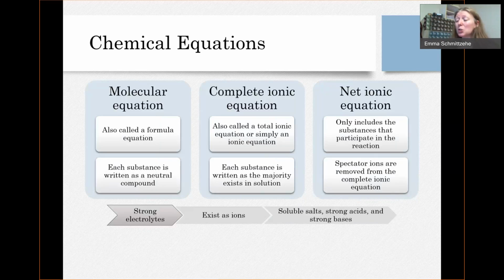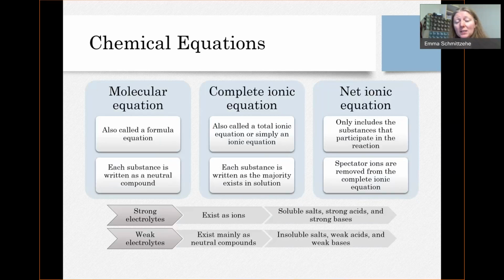Everything else you would leave as is, because everything else is either a weak electrolyte or a non-electrolyte. The weak electrolytes exist mainly as compounds. A weak electrolyte, when you put that substance into water, does produce some ions, so it does split up some, but the majority remains together. So we represent what the majority is, and leave it as the neutral compound. That would include anything that is an insoluble salt.